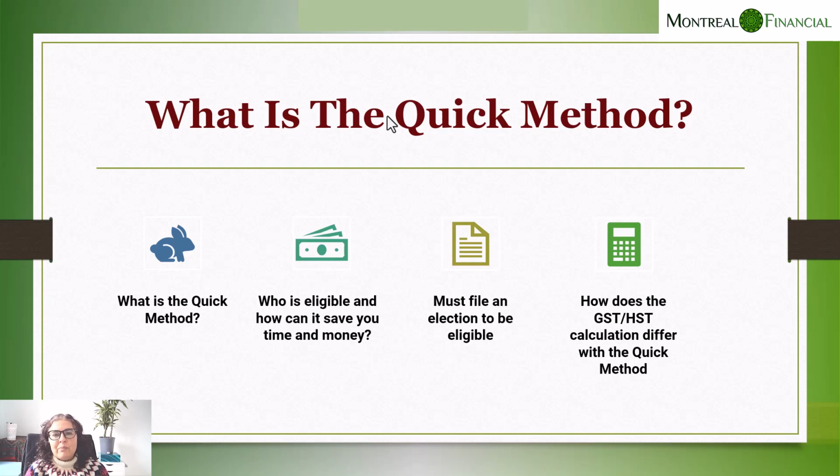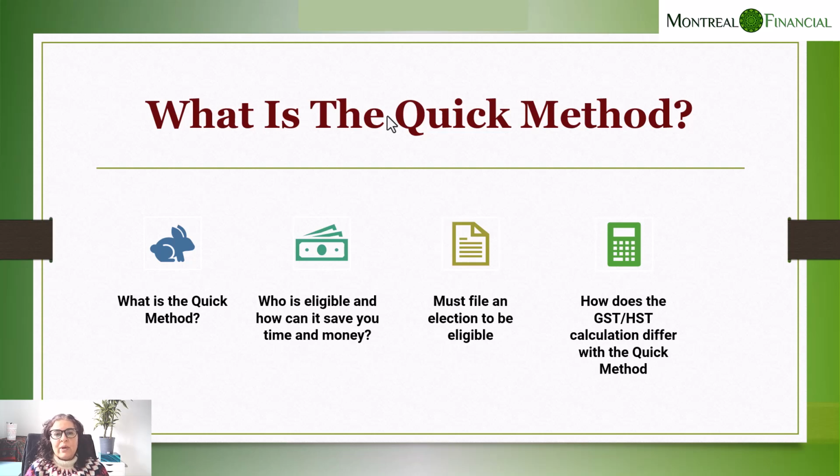But once you have made that decision, and whether you are already registered or you are a new registrant, you can elect to use the quick method of tracking and filing your GST, HST, and QST, which applies. I'm not going to talk about that specifically, but basically the methodology is the same. So what exactly is the quick method?